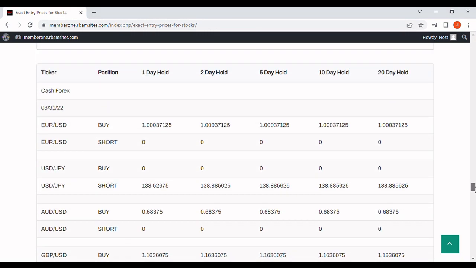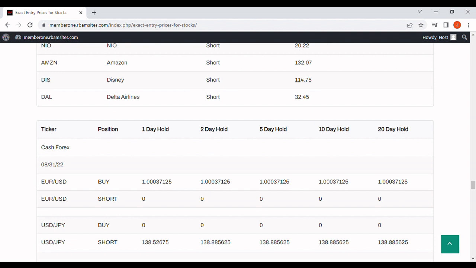We put out these algorithmically generated entry prices every day before 7 a.m. for cash forex, and you can see they have holding periods of 1, 2, 5, 10, and 20 days. Those are worst case trading days, not calendar days. And today they're looking to buy. Each day you'll have a buy or a short, and today's the 31st. Looking at buys at 1.0003 on a 1-day hold, all the way out to 1.000371 on a 20-day hold.